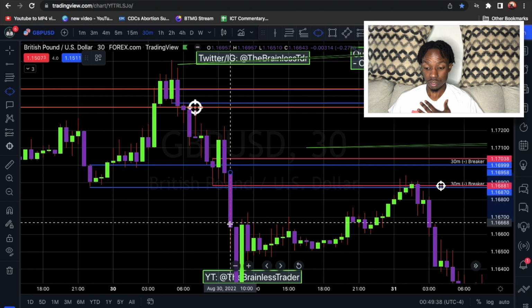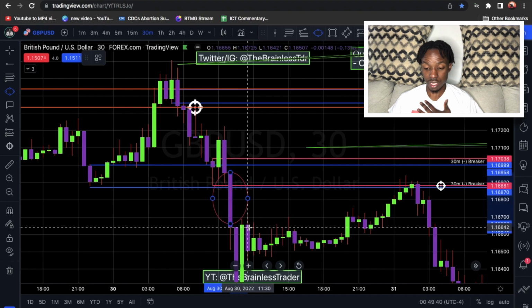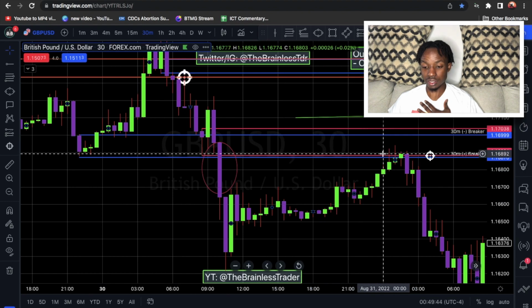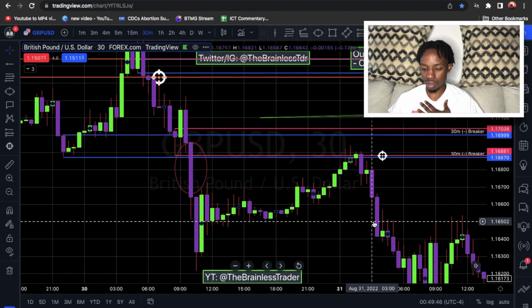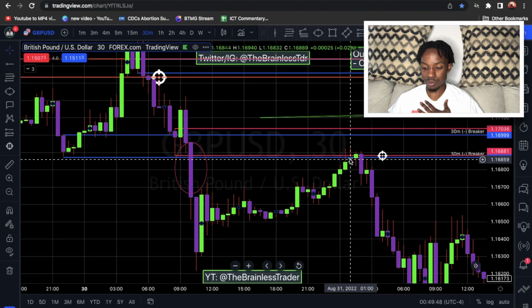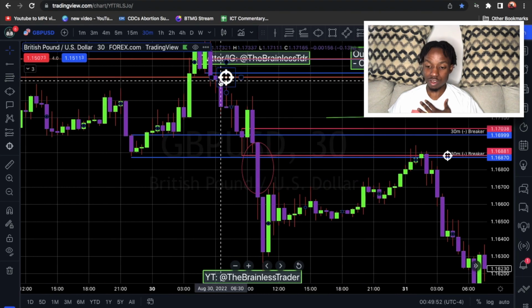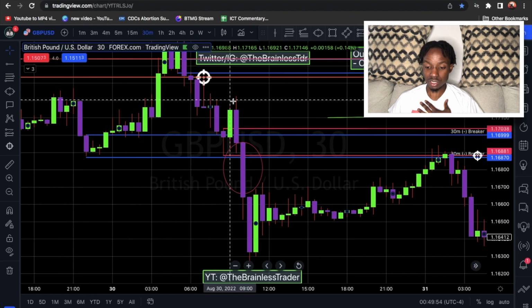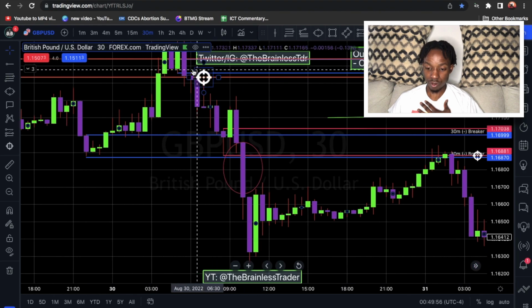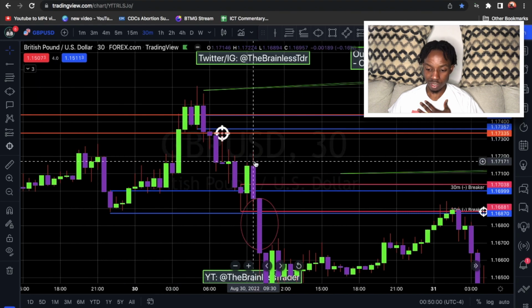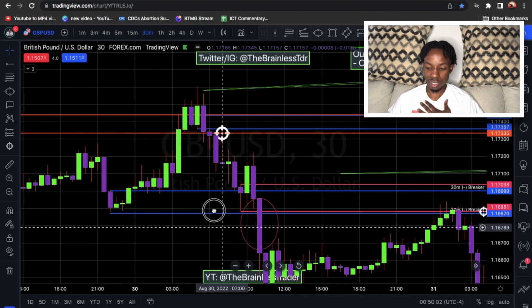Boom. Right here. Fair value gap. Front and center. What does price do? It trades right back into the top of it and runs off. Now, this happens the next day, right? So we probably wouldn't have been able to get it, unless you took this trade here, this lower high from where this breaker entry was. If you took this trade, okay, you might have been able to get it.